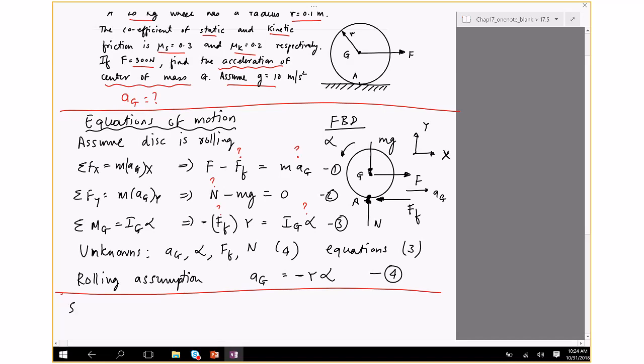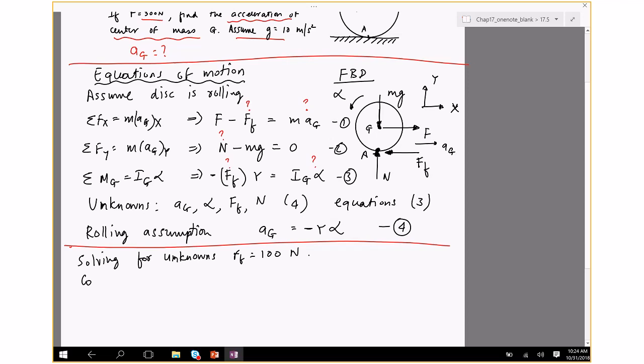So solving the four unknowns, I get F friction is 100 newtons. The reason I'm finding the friction force and not AG is because now I got to check if the assumption is true. So AG is, well, I could solve for four unknowns, but before I stick with the rolling assumption, let me check if it's slipping or rolling.